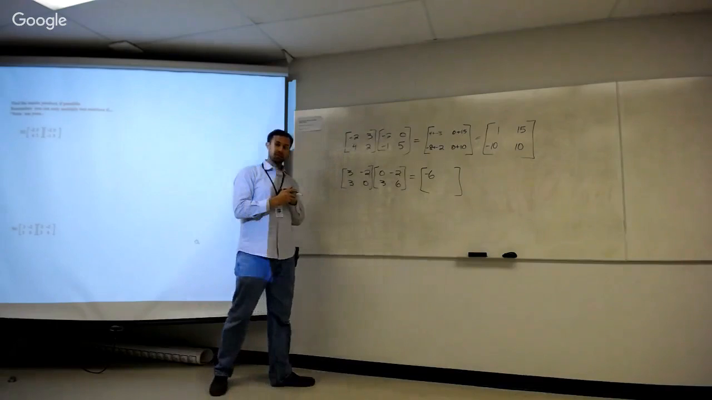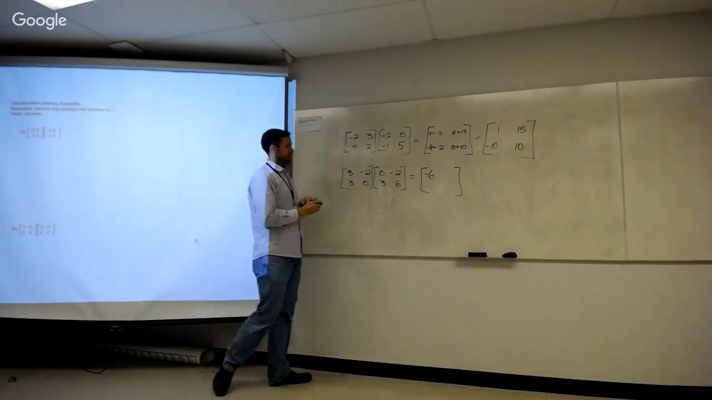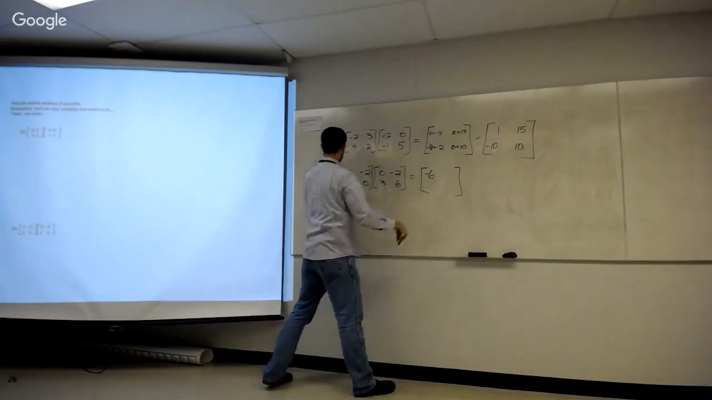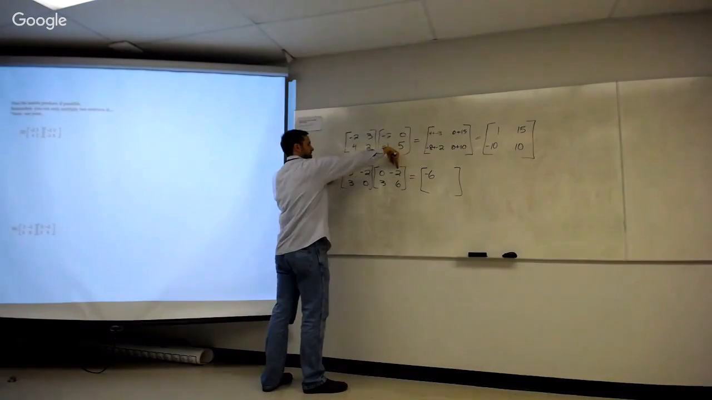Is that what you just said, Julie? Yeah. That's correct. Now I want the second entry. That's the first row, second column. So that'll be 3 times -2, which is -6, plus -2 times 6, which is -12. -6 plus -12 is -18.